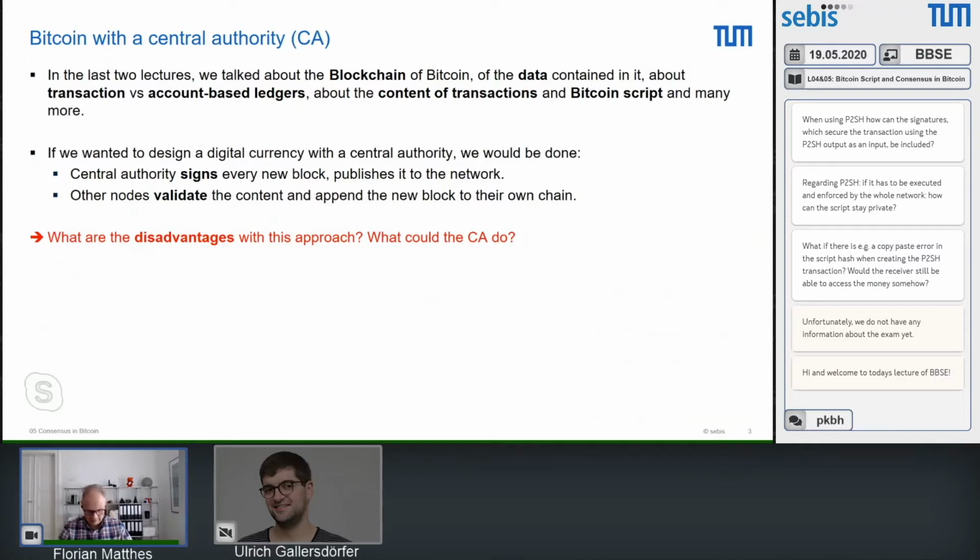So the bank could not cheat, because all the scripts are executed correctly, the intentions of the users are being addressed, and also the business rules are enforced. Now, what could go wrong? What could the central authority do wrong? So why wouldn't you want to have a central authority?